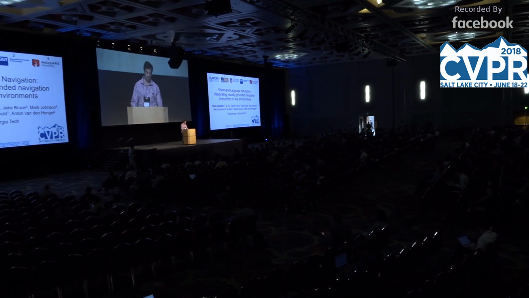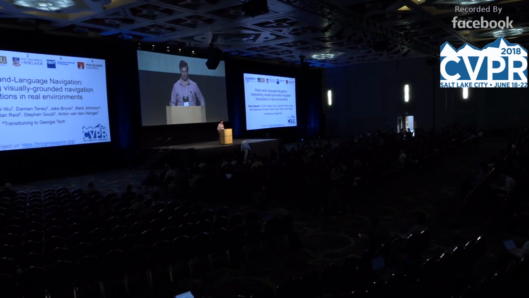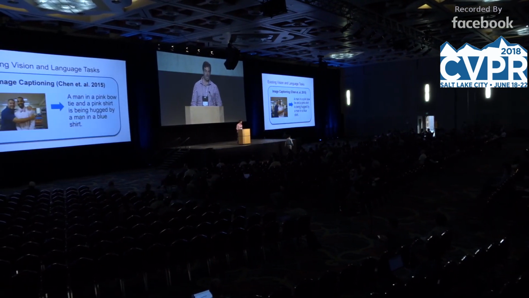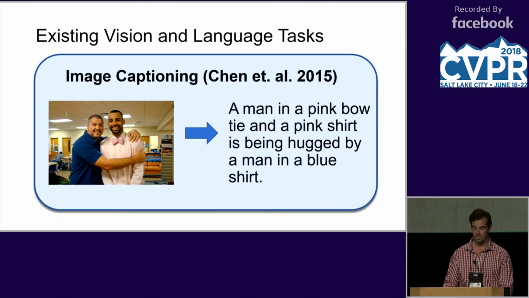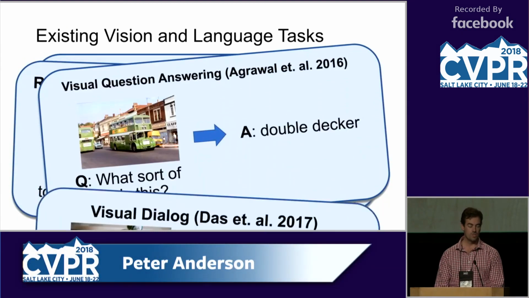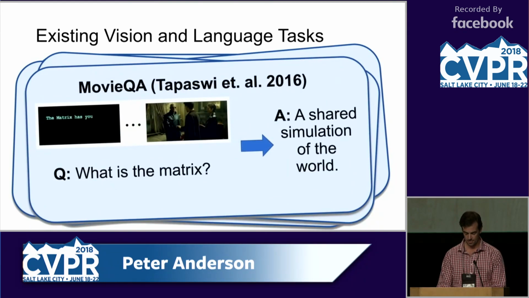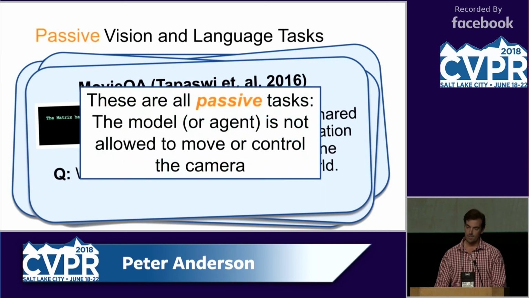Hi, I'm Peter Anderson, and this work is on vision and language navigation in real environments. The vision and language community has proposed a lot of interesting tasks, such as image captioning, but also including referring expression understanding, VQA, visual dialogue, movie QA, and many others. The common thread in all these works is that these tasks are passive. The agent is not allowed to move or control the camera.